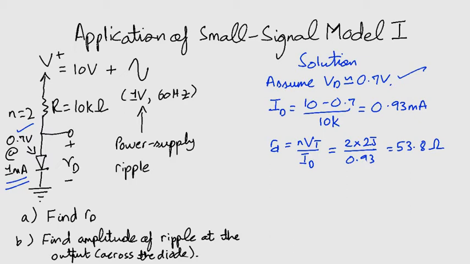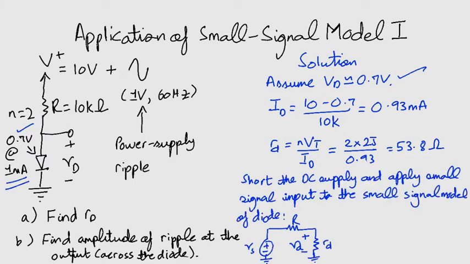Moving on, now we have to find the amplitude of the ripple at the output. For that we have to employ the small signal model. The figure at the bottom of your screen is the small signal interpretation of the circuit, which also includes the small signal model of the diode, that is this resistance RD. Our job is to find this voltage VD. We have come to this circuit by shorting the DC supply and applying the small signal input to the small signal model of the diode, that is this resistance RD.